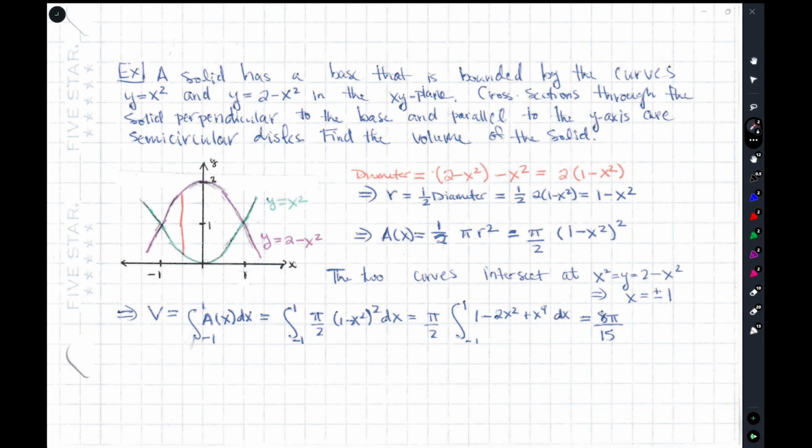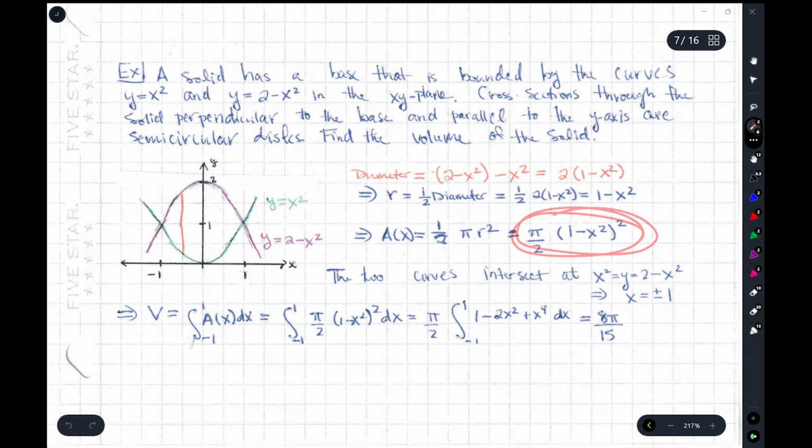So continuing now with the problem, we'll see that the diameter is basically the value at a particular x of the top function minus the bottom function there. And so you'll get that for a diameter. The radius is going to be 1/2 that diameter, and this is a semicircle, so the area of a circle with radius r is pi r squared, and we divide that by 2 to get the area of the semicircle. And so here's our A of x.